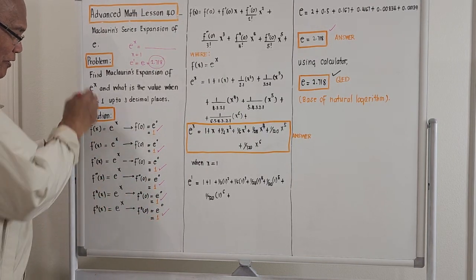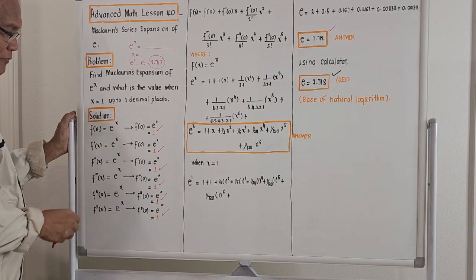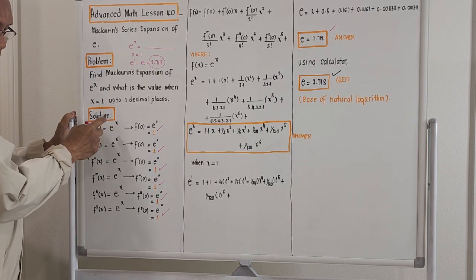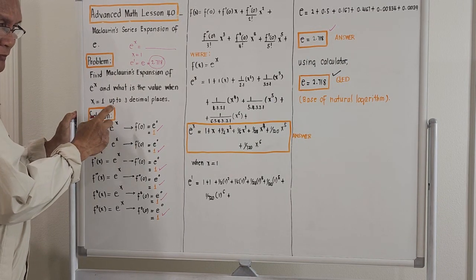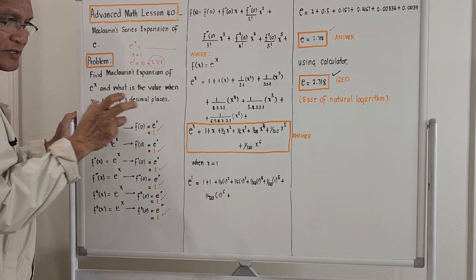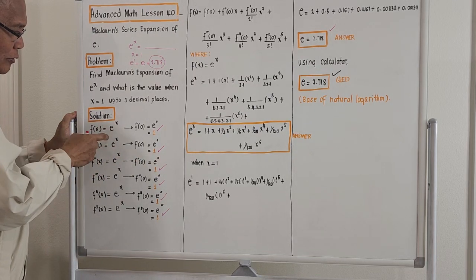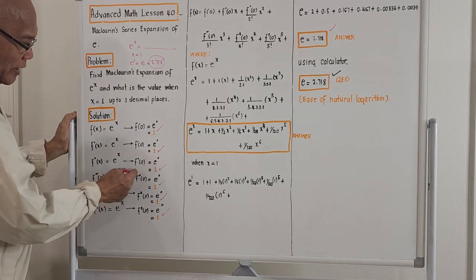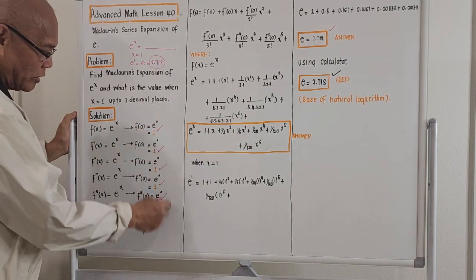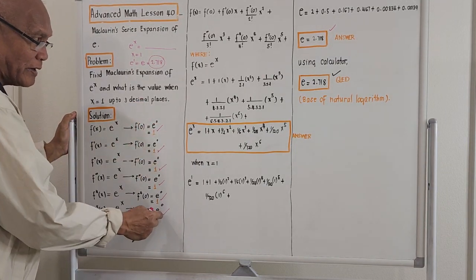Okay, for the derivatives, it's all e to the x. Because the multiplier on the exponent is actually the derivative of x with respect to itself, which is 1. It does not change no matter where you go on the derivative. So these are all e to the x. And for the values, it is all 1, right?